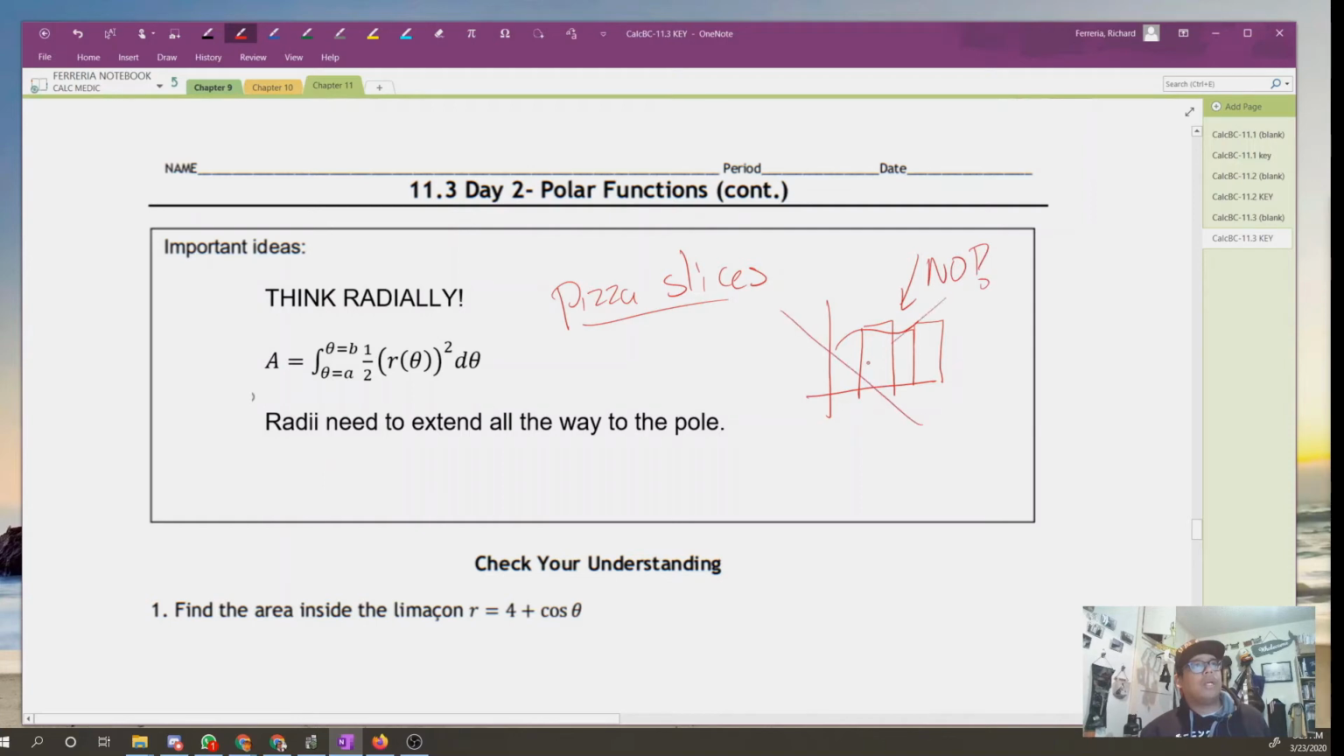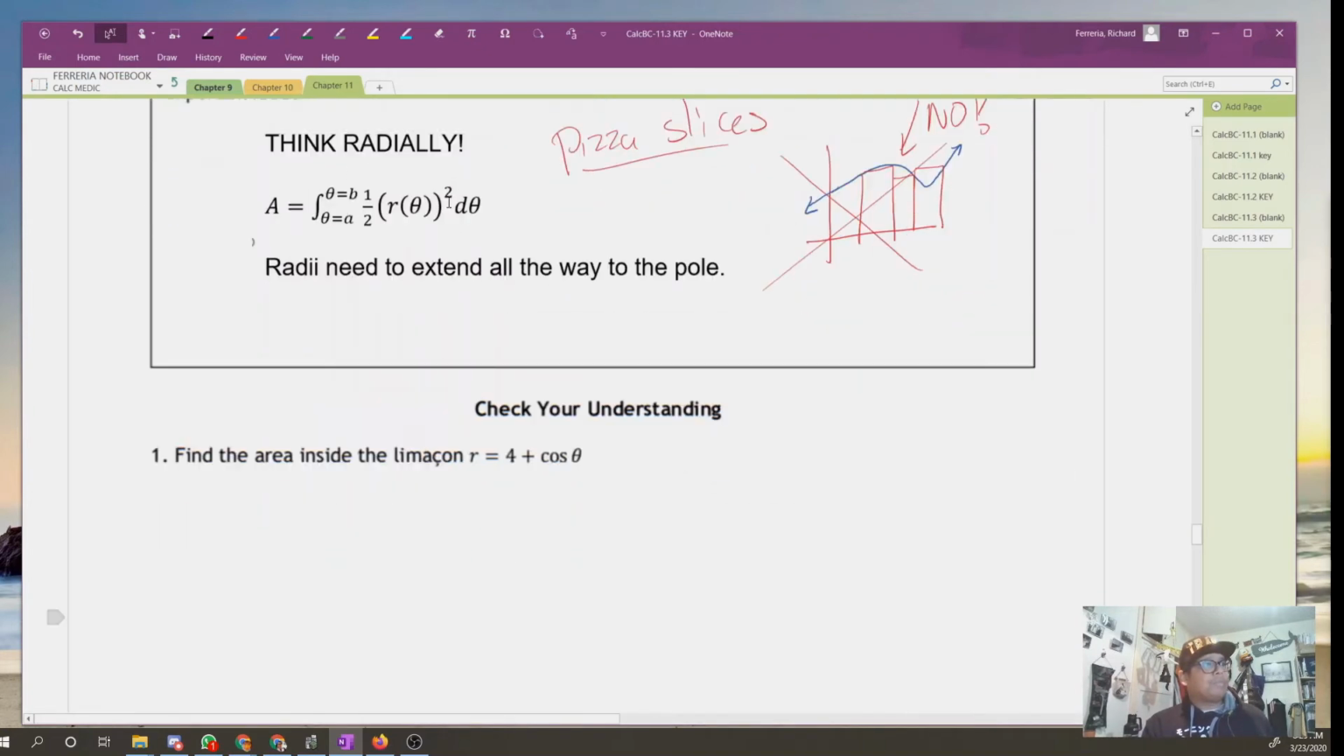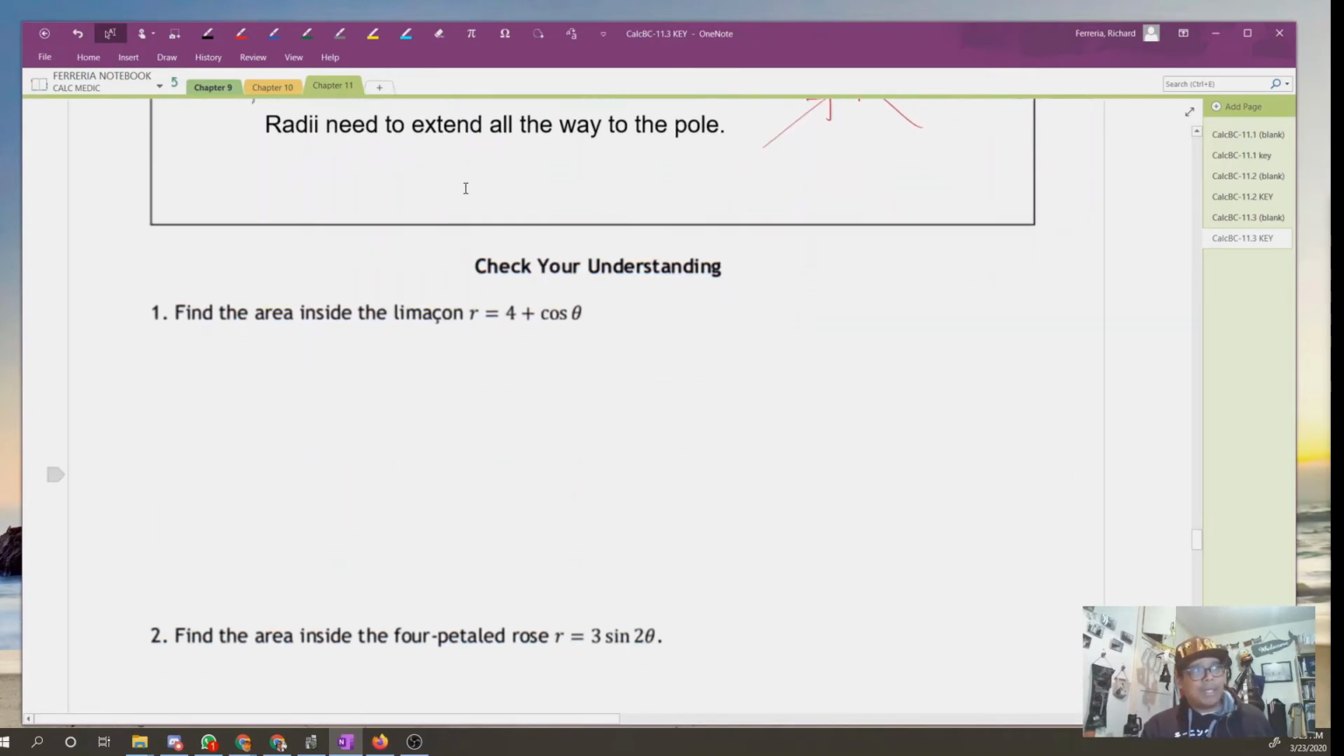Okay. Doesn't work. Think in terms of pizza slices, okay? So now I think we're ready to go with our check your understanding. Let's find the area inside the limacon r equals 4 plus cosine theta.